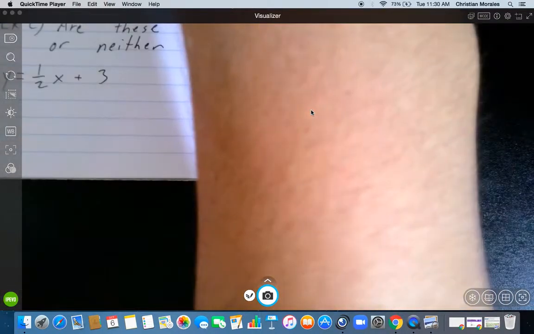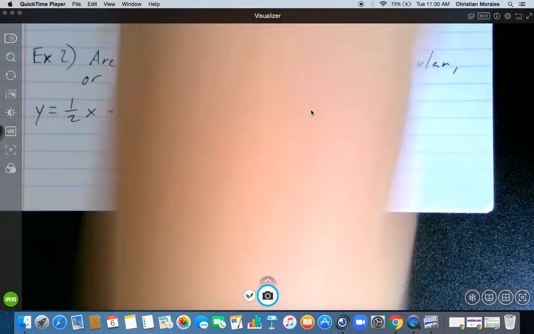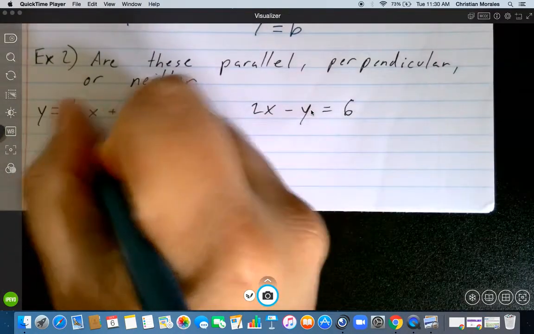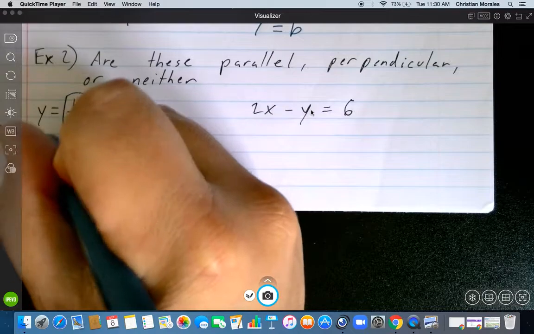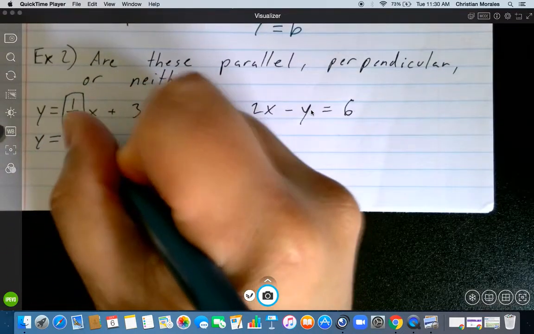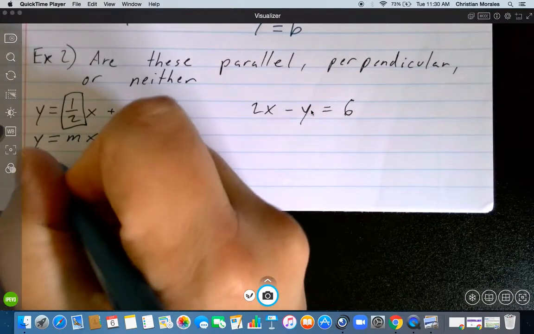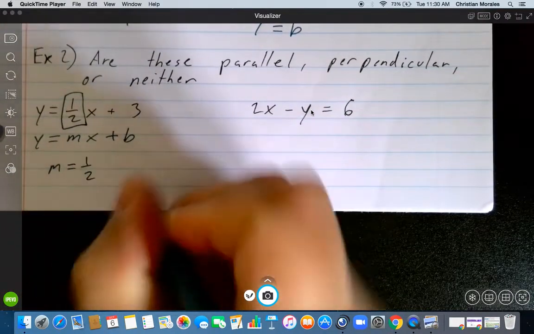Example number 2. Are these lines parallel, perpendicular, or neither? How do you tell? With the slopes. So we have to identify the slopes of both lines. Right here, luckily, this one is written in slope-intercept form, so we have our slope already here. The b really doesn't matter. We don't really care about the b. We're just looking at the slope of 1/2.